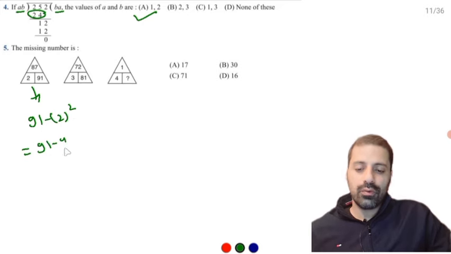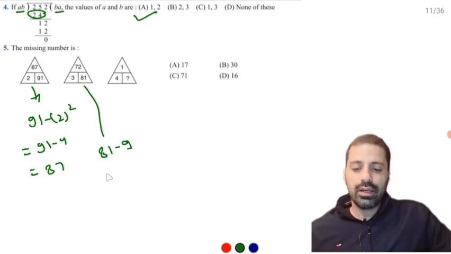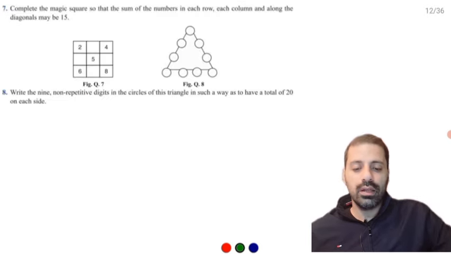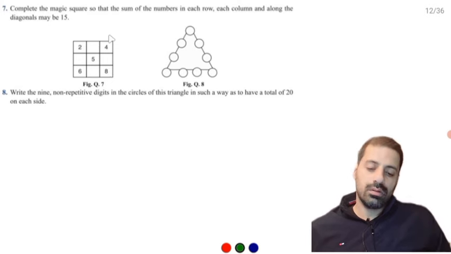Now comes this question. 91 minus the square of 2, we subtract from here, so we have 87. In the second one again, 81 minus the square of 3, which is 9, so we have 72. So what will come here? 16 minus the square of 4, question mark, that will become 1. So which option will you choose from A, B, C, D? So 17 minus 16 will be 1. So A is the right option.